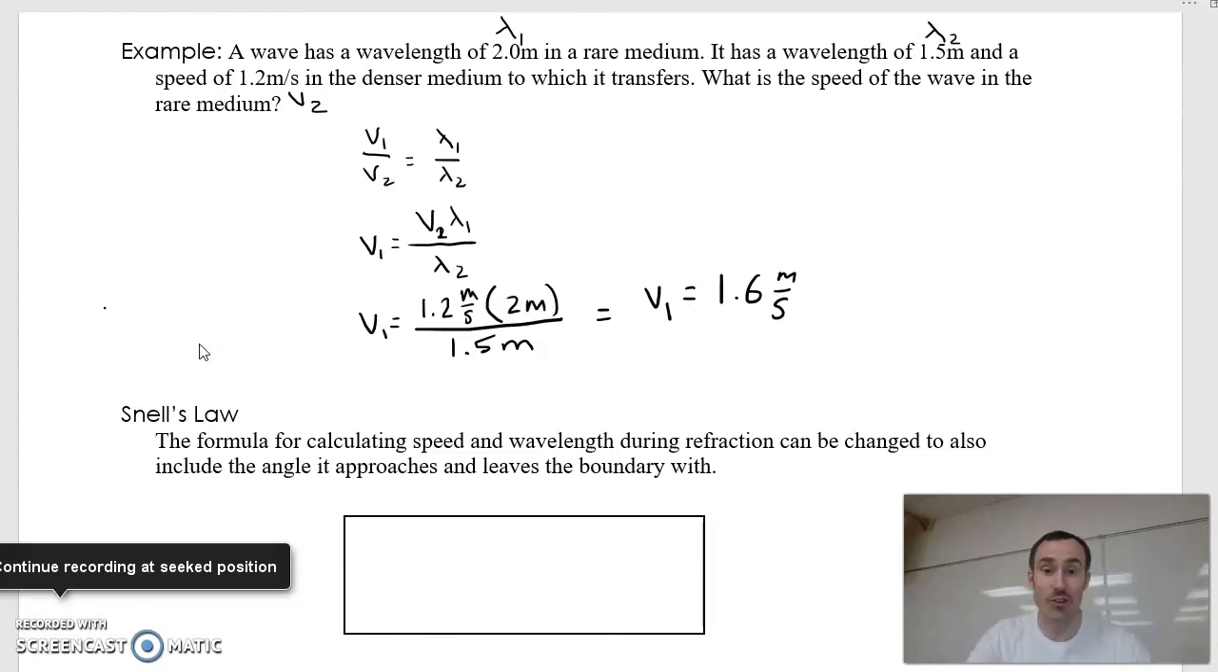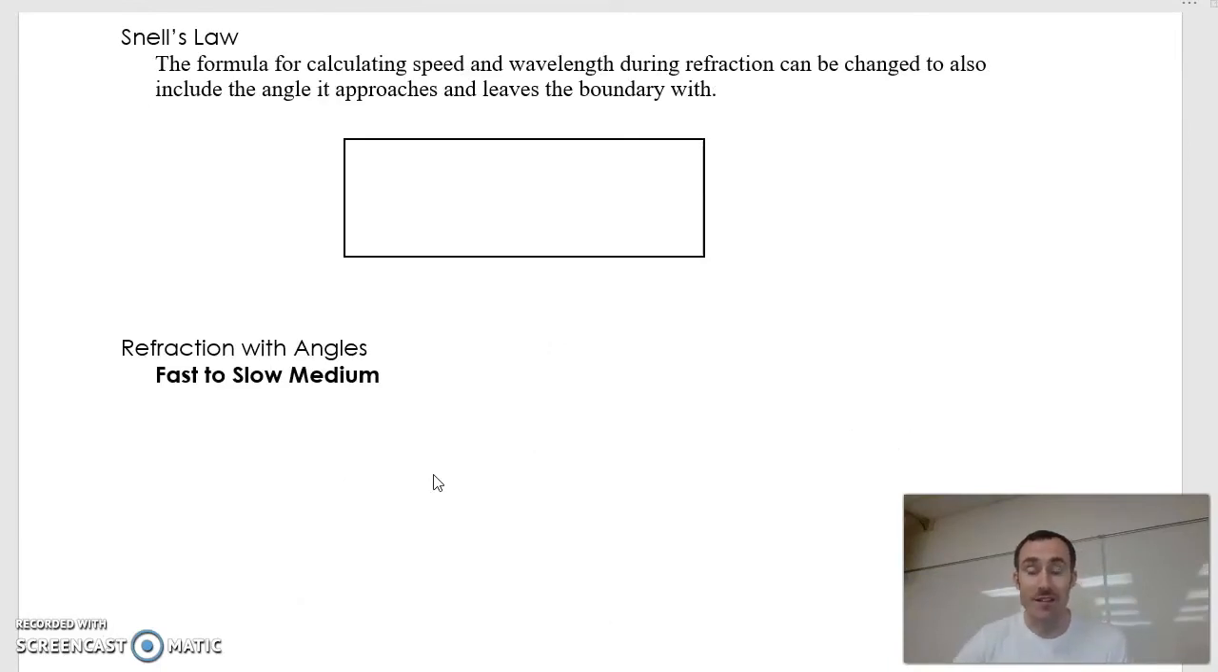Now, we should check that this actually makes sense, because we know that when a wave goes from a rare medium into a dense medium, it should slow down and its wavelength should get smaller. So we had a wavelength of 2 meters and it changed to a wavelength of 1.5 meters. So the wavelength got smaller. So it's going into a medium that's more difficult to move. And it should have started faster and went to a slower medium. And in fact, it did. So we got an answer that was faster than the medium it was going to, and so we know that that actually makes sense. And that brings us to Snell's law, or Schnell's law as it actually is.